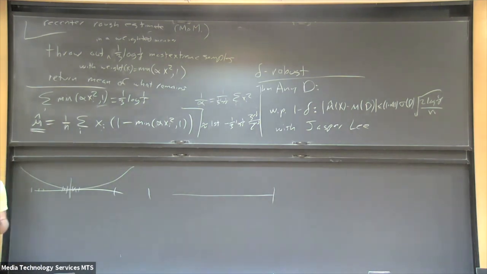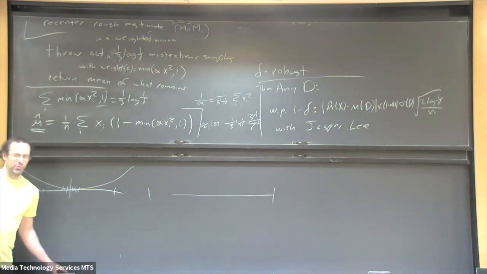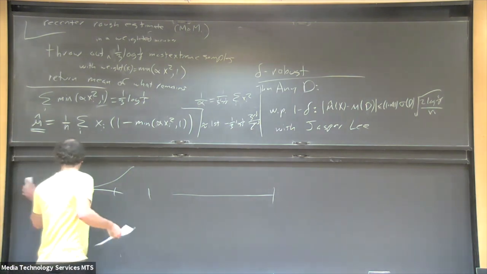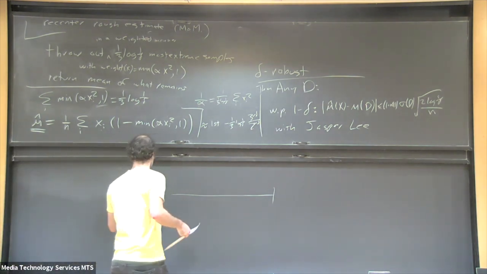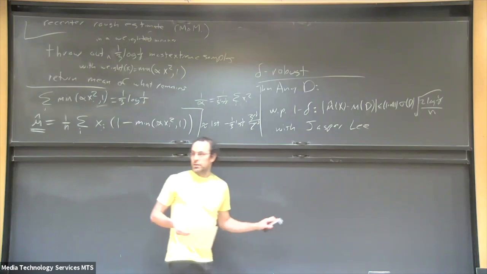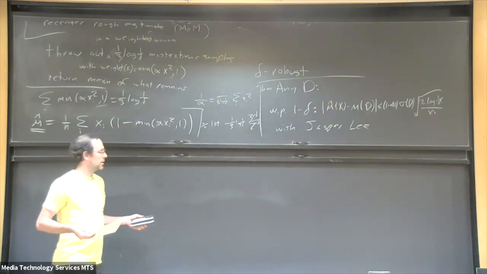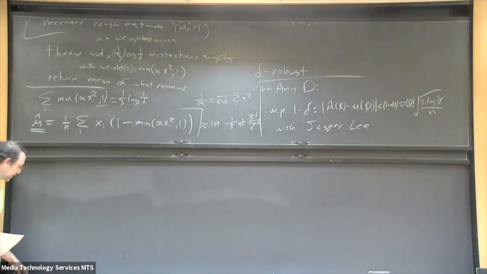Okay, so going back to the question. Let me explain the 1/3 log delta from at least one perspective. I just want to draw a diagram and not say too much about it.